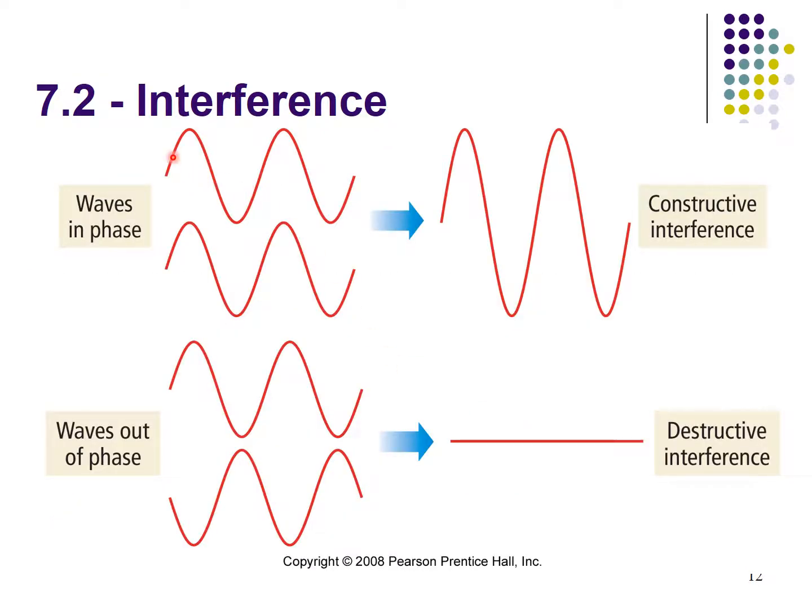So if they are lined up, then they add together and they will have the same wavelength, but their amplitude is now larger because they've added together. If they are mismatched, meaning when one has a crest and one has a trough, then they're essentially canceling each other out and we end up with no wave.